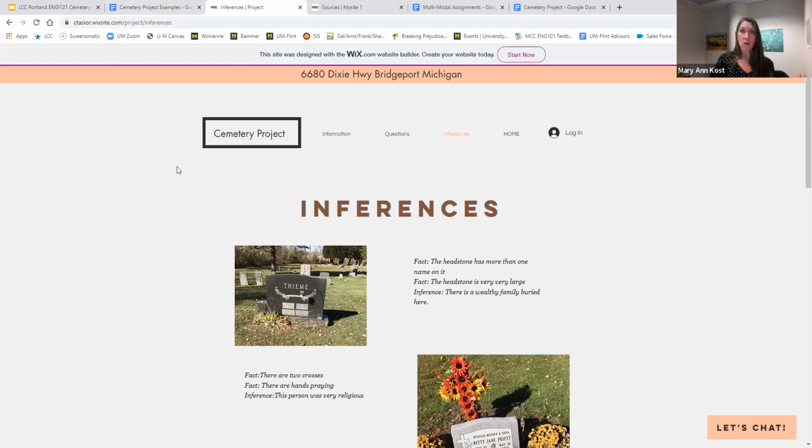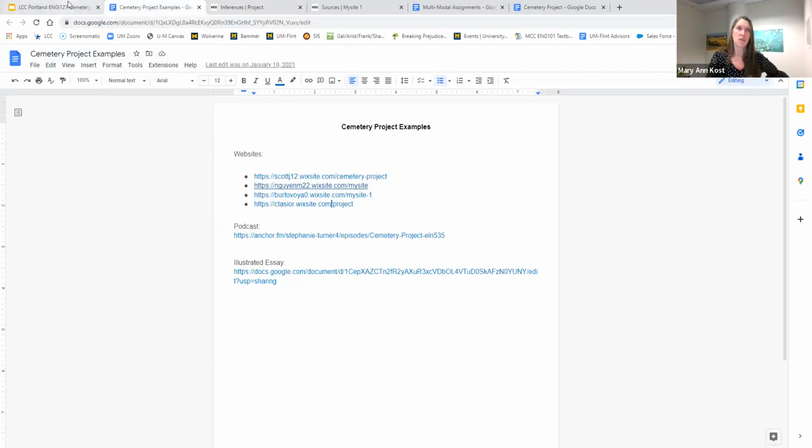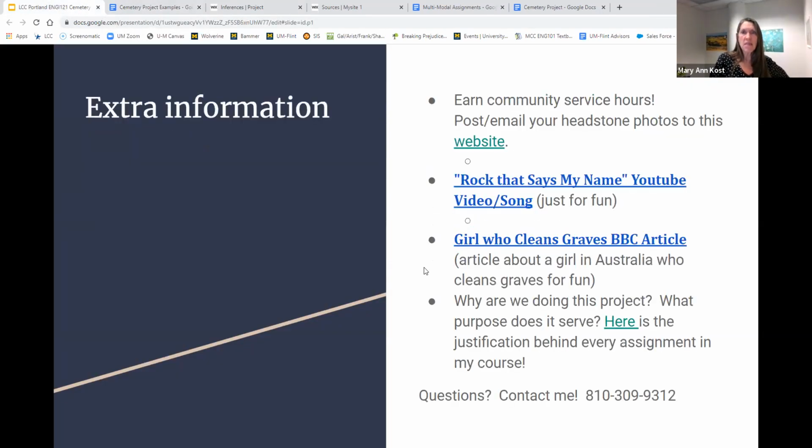That's why it's multimodal, because it's verbal and written. This is a website. It's written and it's media. So it's got to have 2. With Owen's illustrated essay, there's pictures and there's writing. So he did both. So just think about that, please. And then I think that's it. And this is just an extra. If you put your pictures of the headstone on this website, that might be good community service for all you NHS people.